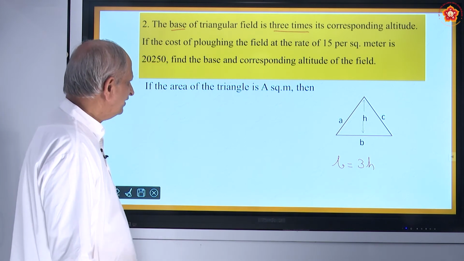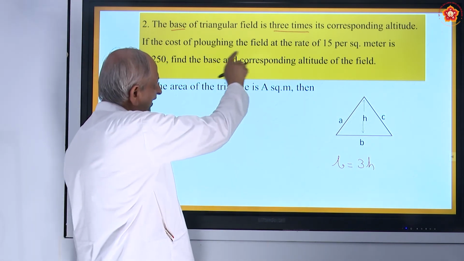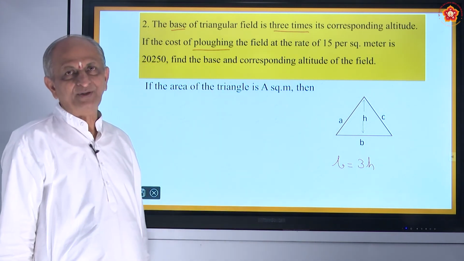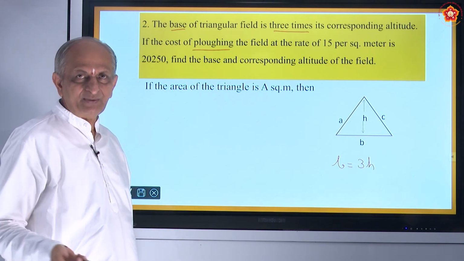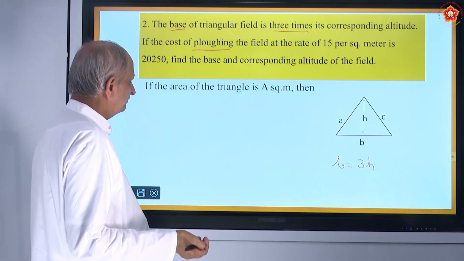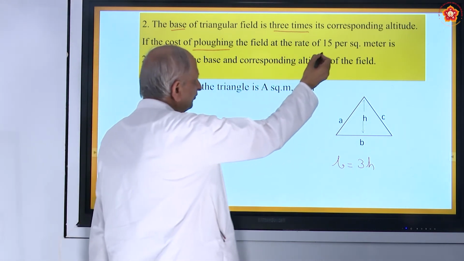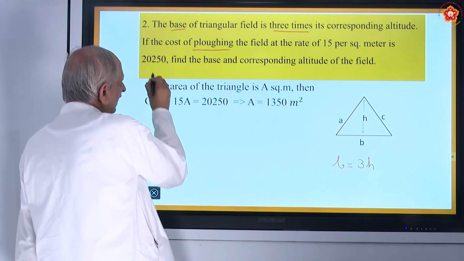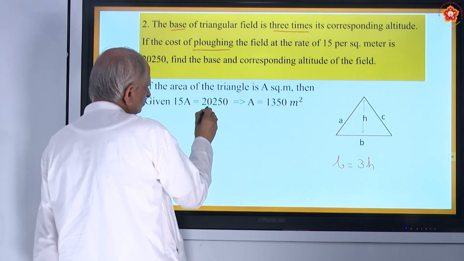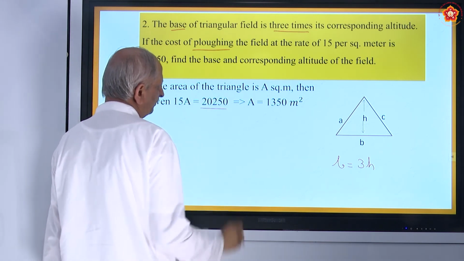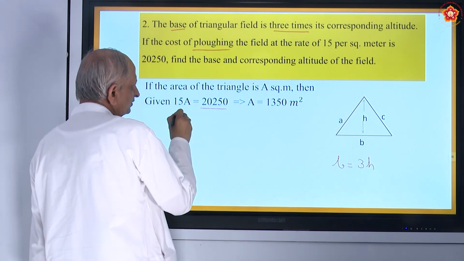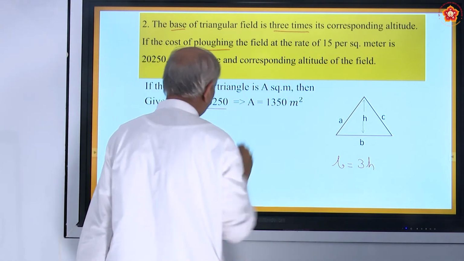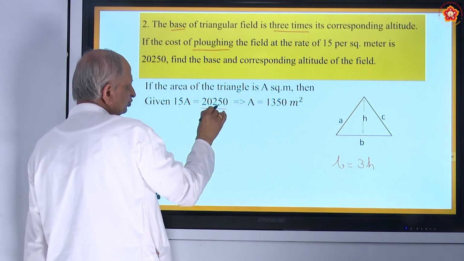So here what I mean to say is, the rate of plowing the field, that is what the farmers do. They plow when the rain comes, to soften the surface. The rate of plowing is given to be 15 rupees, and the total becomes 20,250 rupees for plowing. Then that is nothing but 15A, because for 1 square meter it is 15 rupees, and the total is 20,250 rupees.